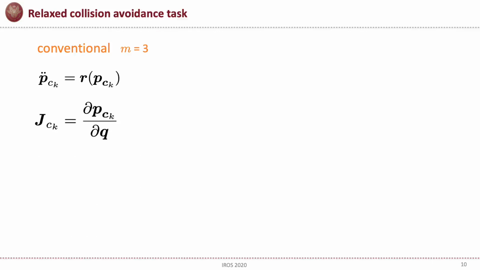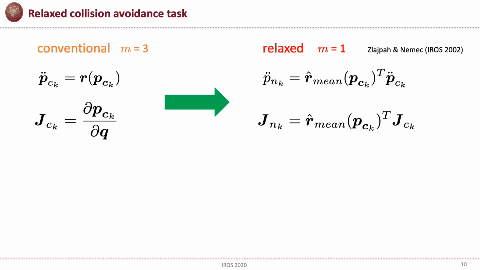The standard definition of a collision avoidance task is overdetermined and requires 3 degrees of freedom to be handled. Instead, we used a relaxed version where the dimension of the task equals 1. This is done by projecting the repulsive vector in its corresponding unit direction. The avoidance task drives the control point toward any point of a plane orthogonal to its repulsive direction.